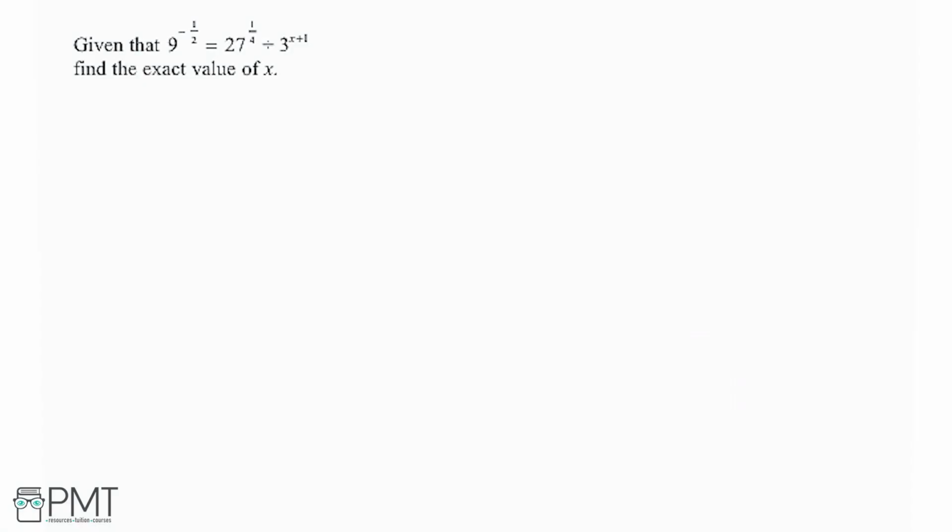Given that 9 to the power of minus half equals 27 to the power of a quarter divided by 3 to the power of x plus 1, we need to find the value of x. Okay, so we've got lots of indices going on here, so we need to know our indice laws.